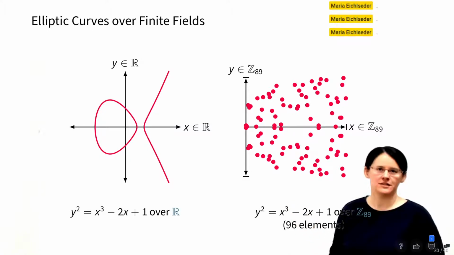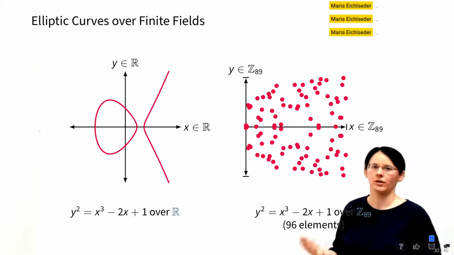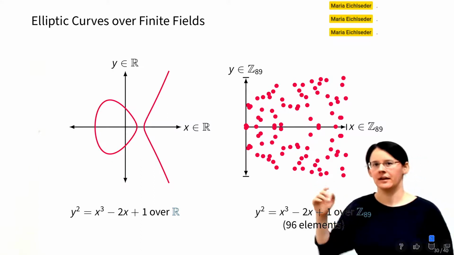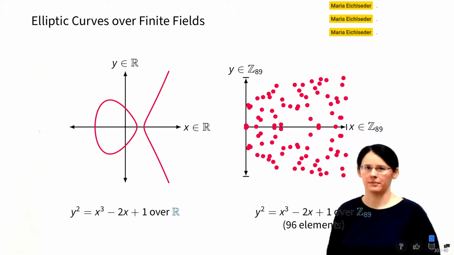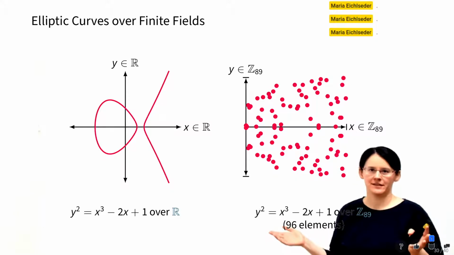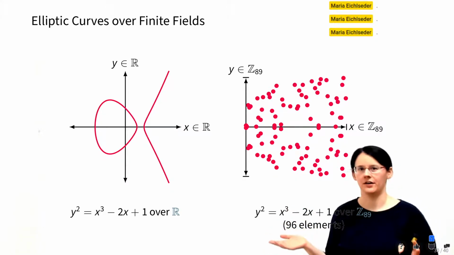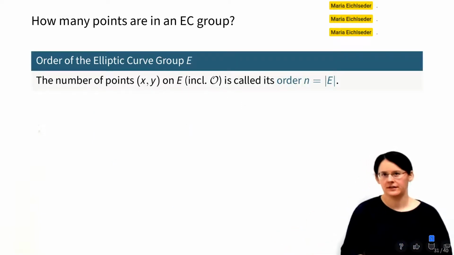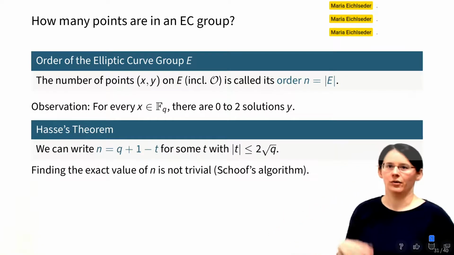One of the questions that is now of course relevant is how many points are there in this picture, or in general, because this defines the size of our group. The number of points here is the order of the group we just built. And the order of the group is relevant because a larger order means that the discrete logarithm problem is harder to solve. So how many points are there in there? This number is called the order of the group.